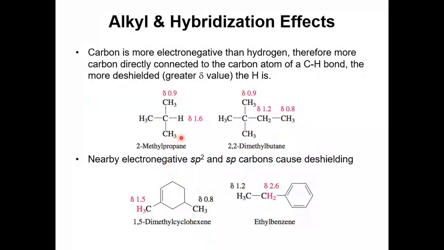And along the same line, look at this particular proton: you have a single proton that feeds the electronic need of a single carbon. So this proton has even lower electron density than the CH2 protons. So the chemical shift value is even higher. So this is 1.6, and the CH2 is usually around 1.2.